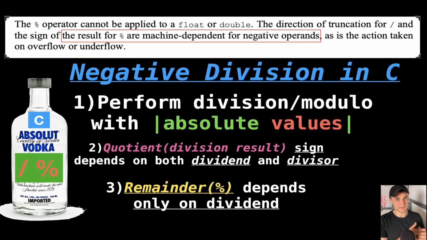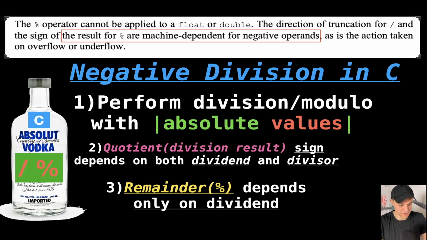Easy peasy. For the remainder, we have the sign that is determined by the dividend only. For example, -10 divided by -3. What is the modulo that I'm going to get? Well, you know that I do the operation with the absolutes. So I get 1 as the remainder. The sign depends on the dividend, so the number that will be divided. What is the sign of the dividend? Well, it's minus. So the remainder is -1 in C. This is not the case for all programming languages.